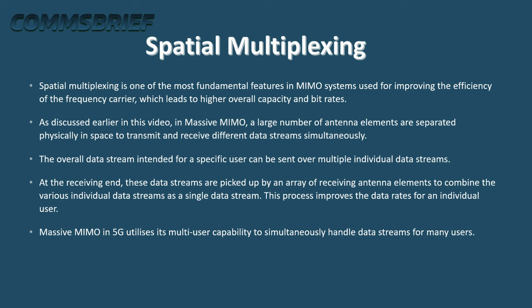At the receiving end, these data streams are picked up by an array of receiving antenna elements to combine the various individual data streams as a single data stream. That improves the data rates for an individual user. Massive MIMO in 5G utilizes its multi-user capability to simultaneously handle data streams for many users.